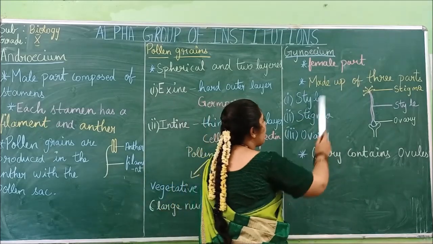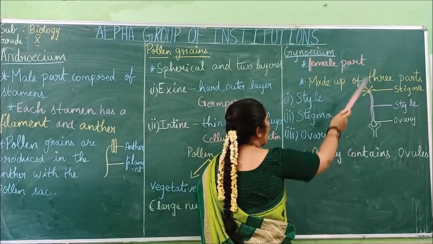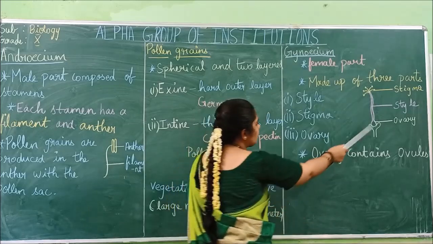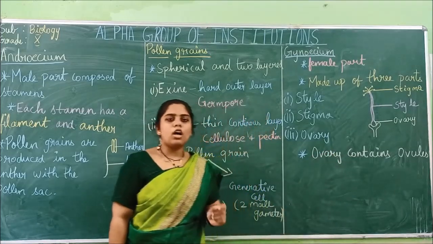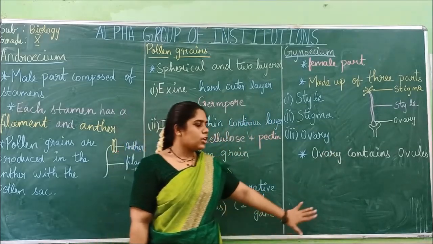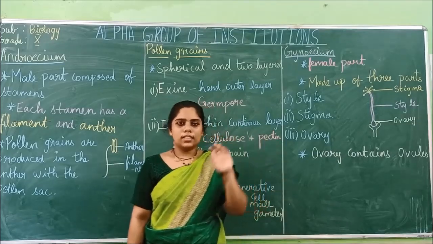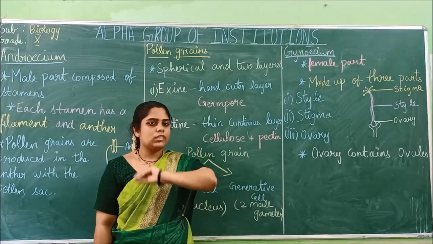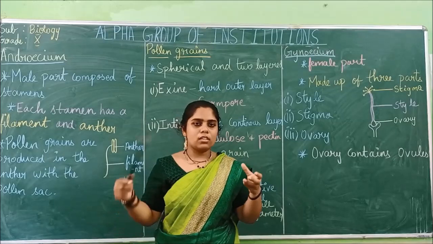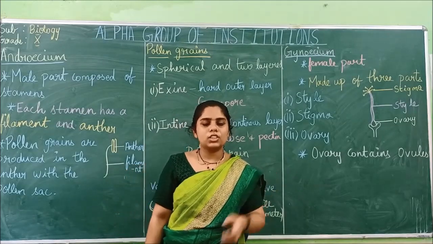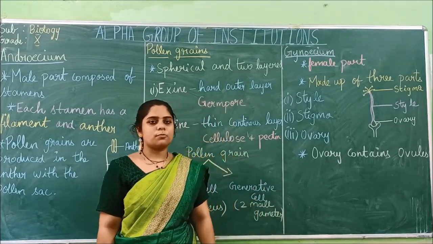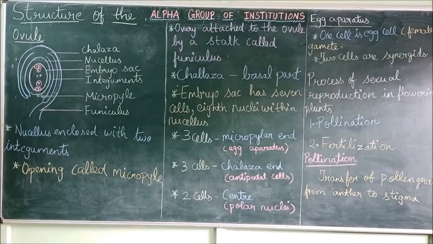It has three parts: the ovary, style and stigma. And inside this ovary, small ovules will be present. So inside the gynoecium only the reproduction takes place. When the pollen grains move from the androecium, they go inside the gynoecium and reproduction takes place. Now we are going to see the structure of the ovule. Why are we seeing the structure of the ovule? Because it is present inside the gynoecium.